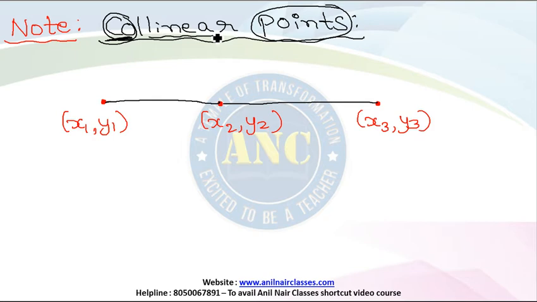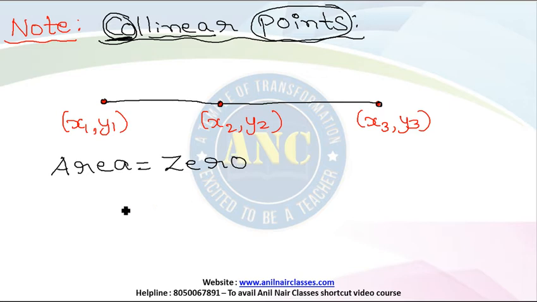But what is the other thing which I told you? If the 3 points are collinear, can it form a triangle? No, it cannot form a closed figure. It cannot form a triangle. What is the meaning of that? It means area is not there. There is no area for this open figure. Area is nothing but 0.